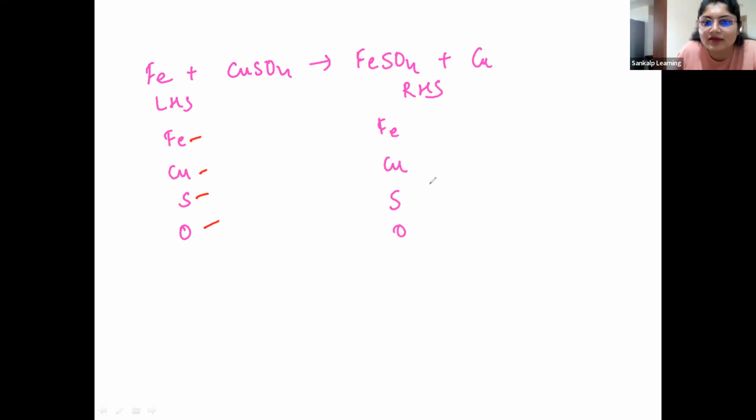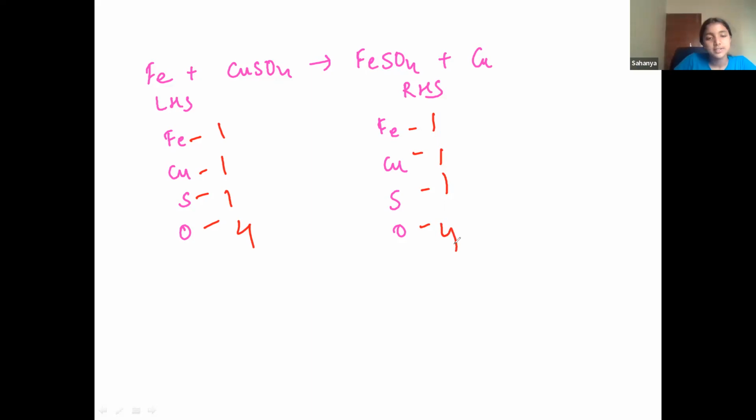Fe is how many here? Fe is 1. Copper is 1. S is 1. Oxygens are 4. So is it balanced? Yeah, it is balanced. Okay, so no need to do anything.